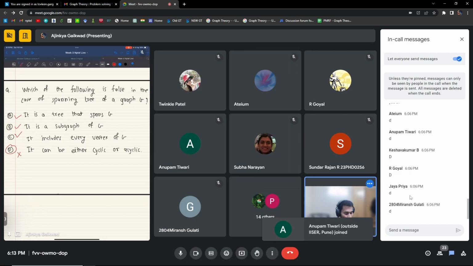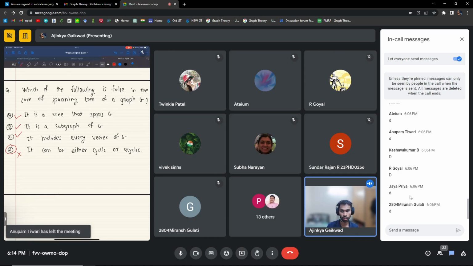The answer is, you can pick any algorithm you want. The output of the algorithm will always be a minimum spanning tree, whether it is Kruskal or Prim's. The spanning trees could be different, but the weights will be equal. The weight will be equal to the minimum spanning tree weight. Okay, now let me go to the next question.